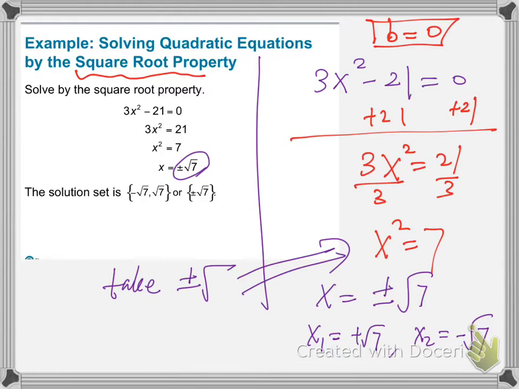Now let's look at one more example like this, if b is 0. So if a is 1, try to use factoring. If b is 0, use this square root property. So let's look at this. Let's say 5x squared is 20. So the b term is 0, right? bx is 0. So divide by 5. We got x squared is 4.